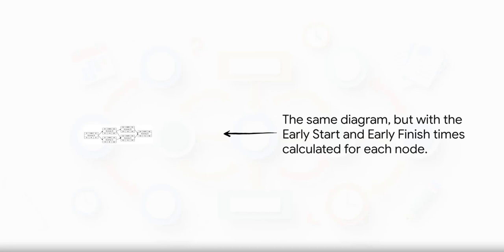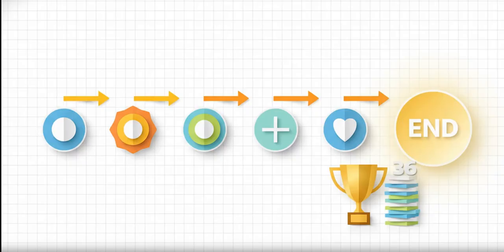Now there's one key rule here. If a task has multiple things that have to happen before it, it can only start after the last one is finished. So you always take the largest number. This is what sets up our earliest possible project timeline. So after we run through that whole process, we get our first big payoff. The very last number in that final end box tells us the absolute minimum time it will take to get this whole thing done. For our example, that's 36 days.